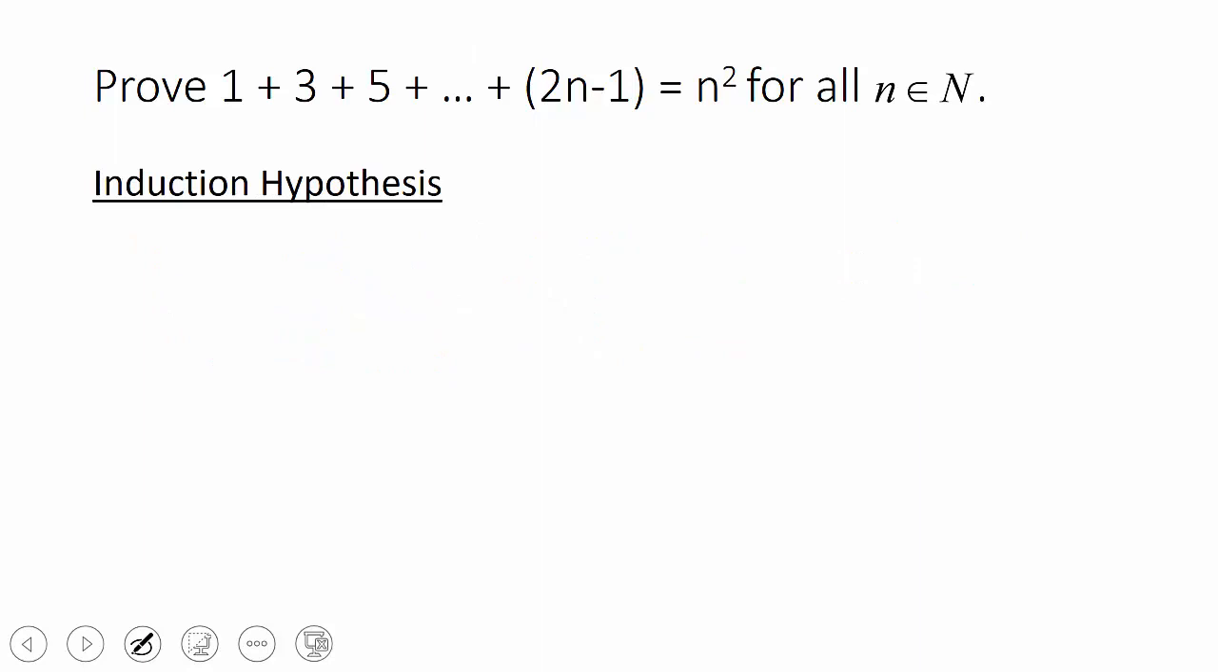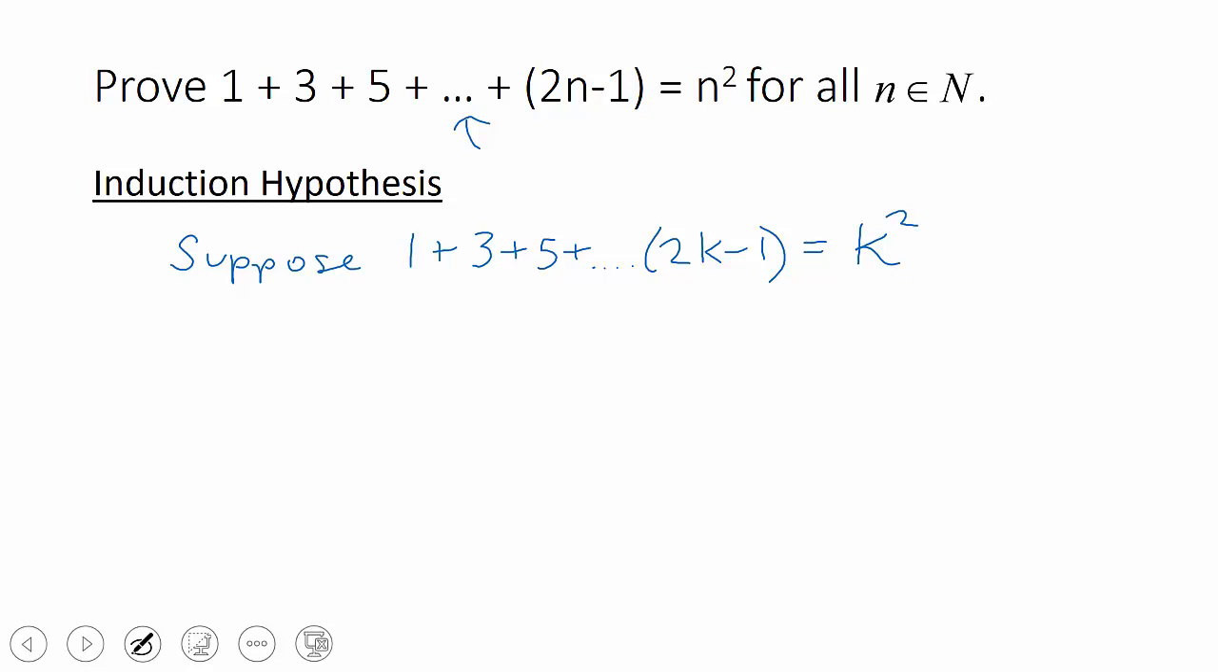Now on to our induction hypothesis. We are going to suppose that this statement actually does work up until a certain point. So we'll do 1 plus 3 plus 5 plus dot, dot, dot. And where we're stopping is somewhere in that dot, dot, dot. We're going to call that the kth term. So we're going to stop at 2k minus 1. That would be if you stopped at the kth term. We're going to suppose that this statement works, so that would equal k squared.